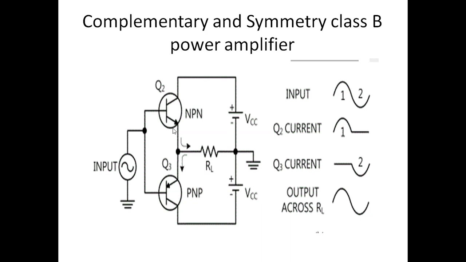Whereas here in the PNP transistor, the emitter and collector terminals are connected to positive to be forward biased. These two are connected in positive or negative with respect to NPN and PNP.